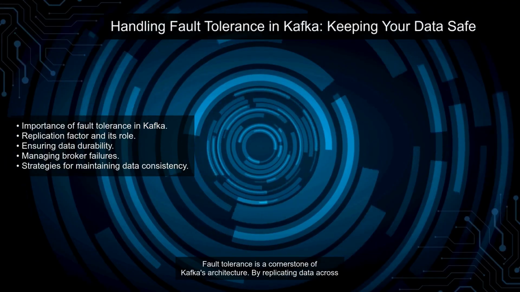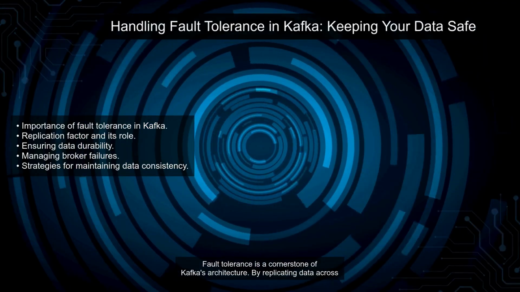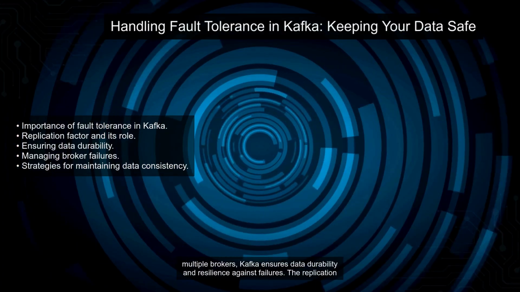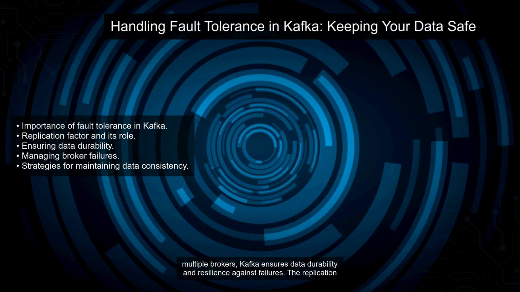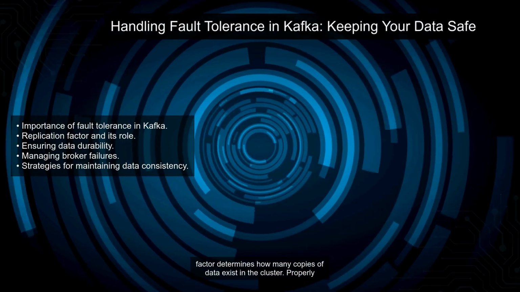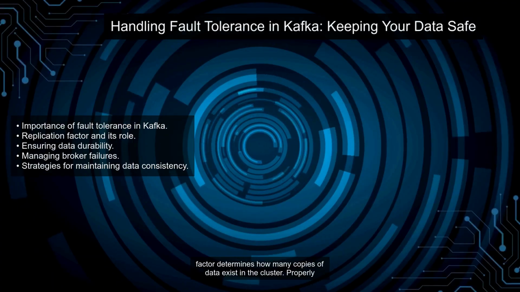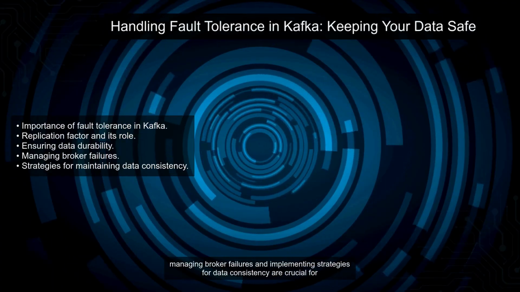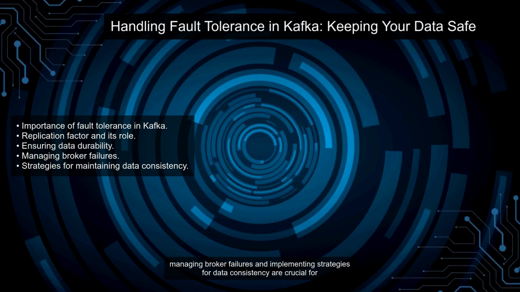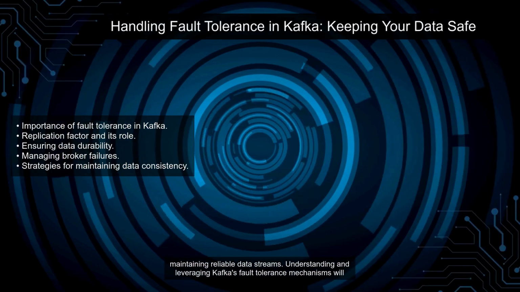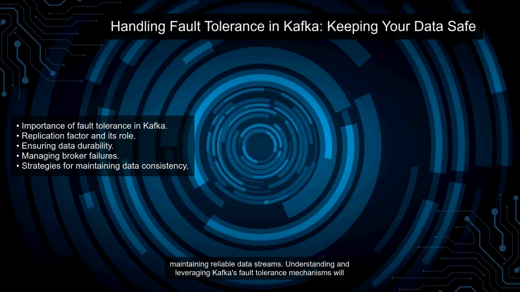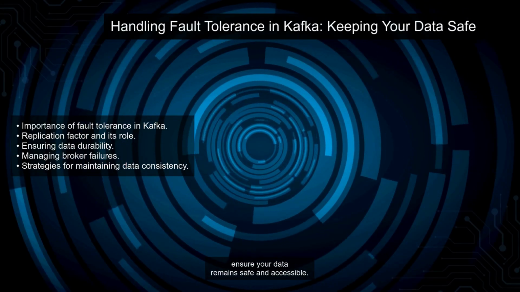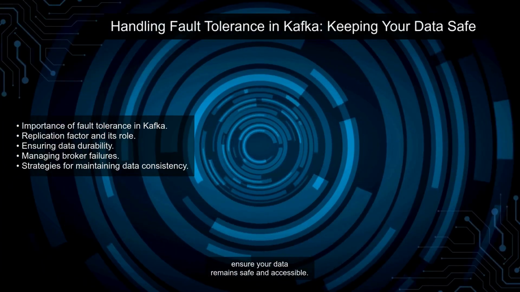Fault tolerance is a cornerstone of Kafka's architecture. By replicating data across multiple brokers, Kafka ensures data durability and resilience against failures. The replication factor determines how many copies of data exist in the cluster. Properly managing broker failures and implementing strategies for data consistency are crucial for maintaining reliable data streams. Understanding and leveraging Kafka's fault tolerance mechanisms will ensure your data remains safe and accessible.